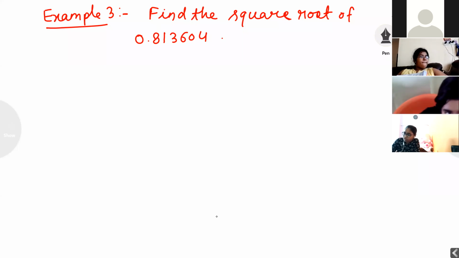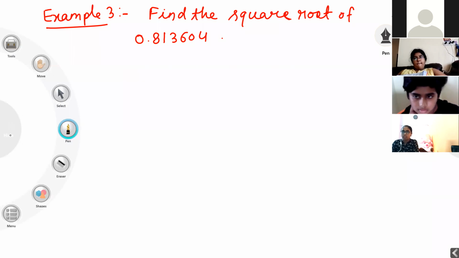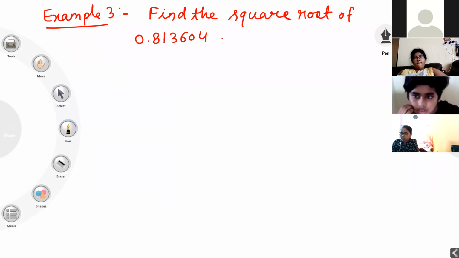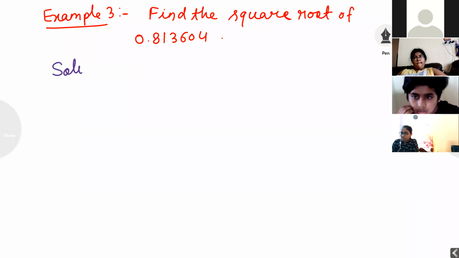0.813604. If anyone asks why you are not saying 813604, you can answer that after the decimal point values are less than 1, so we can't read it in that manner. We read individual digits. Now all students stop writing. Concentrate here. How to find the square root of the given number? Don't write, students.